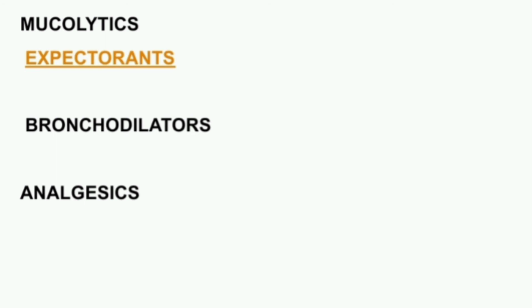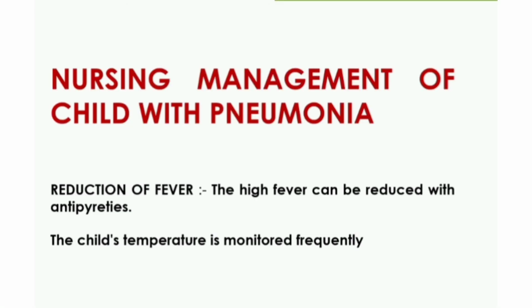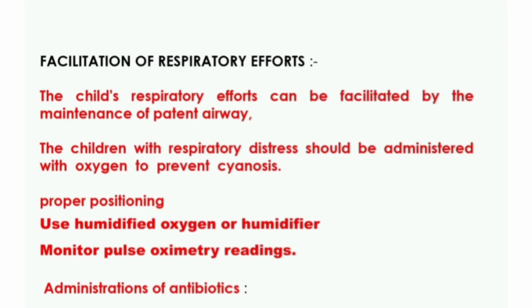See the nursing management of a child with pneumonia. First of all, reduction of fever is very important. The high fever can be reduced with the help of antipyretics, and we can give a tepid sponge also, monitoring the temperature of the baby very frequently. Maintain a patent airway, that means you should always keep the airway free from secretion. Whenever secretion is present, we have to suction it and remove it.